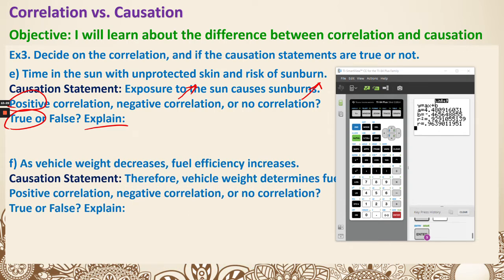F. As vehicle weight decreases, fuel efficiency increases. Causation statement: therefore, vehicle weight determines fuel efficiency. First, when it's decreasing, the other increases, so clearly they're going in opposite directions. That's going to be negative. As for the statement, you could actually argue for true or false in this case. If you want to argue it is true, well, it does affect the vehicle weight. Let me rewrite it. Weight does affect fuel efficiency.